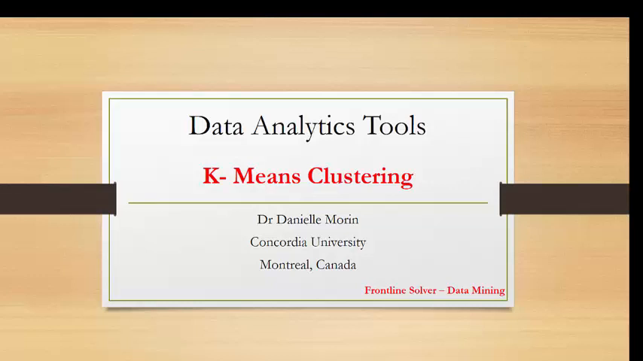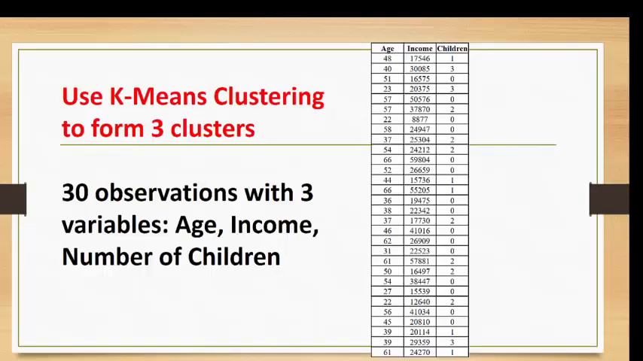And using the updated cluster centroids, when we move observations from one cluster to the other, the observations are reassigned to the cluster when the closest centroid distance is calculated with the Euclidean measure. So let us take an example where we have 30 observations with 3 variables. They are age, income, and number of children. And we will use k-means clustering to form 3 clusters.